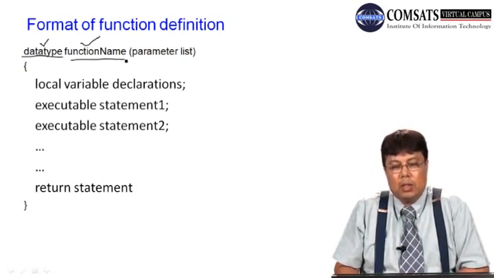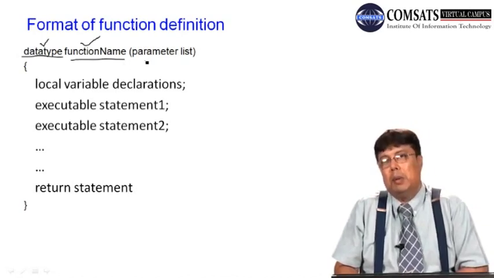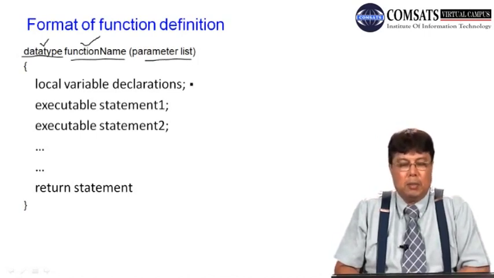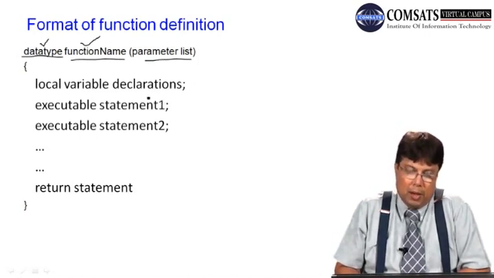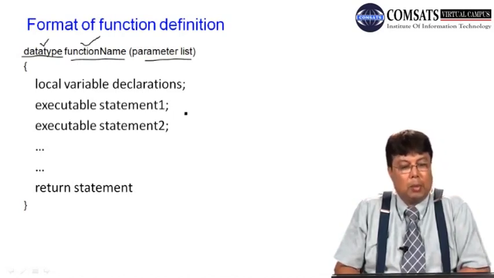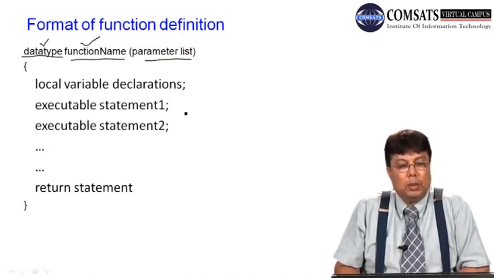Then the parameter list. I just told you that in the parameter list you have to be very careful and provide all the details, as I mentioned a little while ago. Then within the function we define local variables.